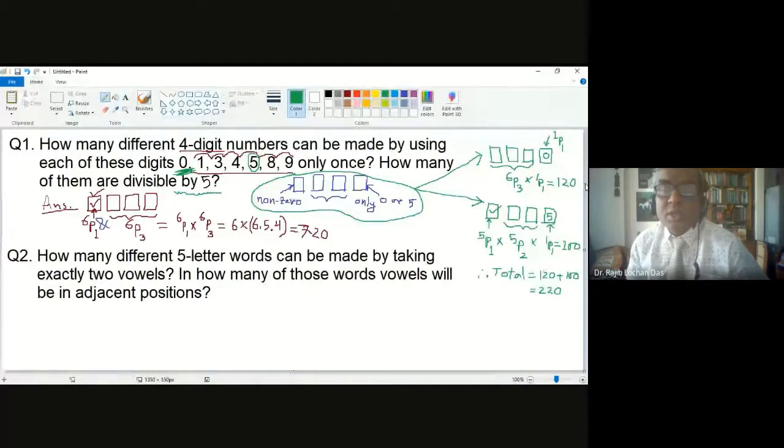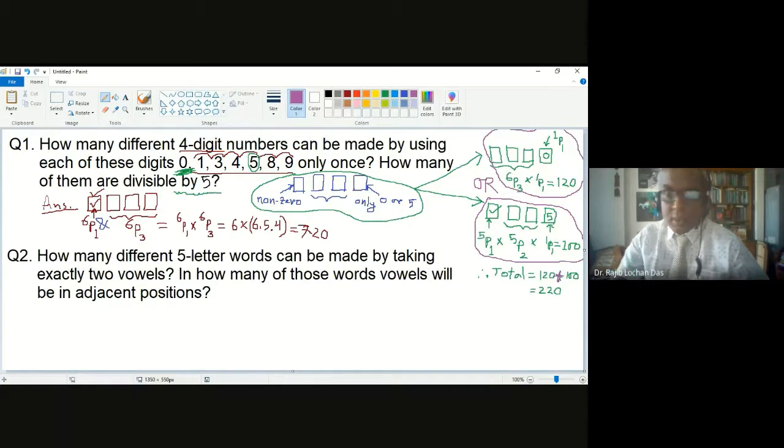because there is 'or' in between. This is 'or'. Maybe the last digit is 0, so this is one situation, or another situation is the last digit is 5, so that is another situation. So this is 'or', and you consider 'or' by doing addition. 'Or' means addition. So that is the logic or explanation here. Okay, yes sir. This is the first problem.